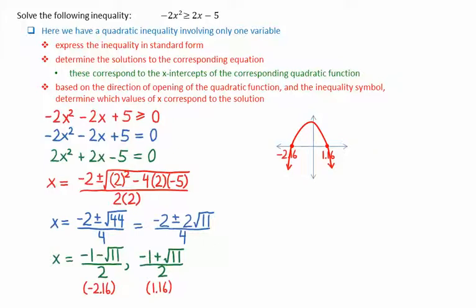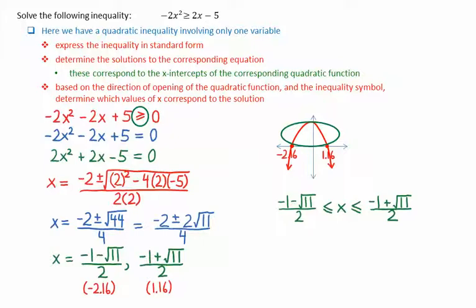We then have to look at the original inequality. Note here we're looking at where the function is greater than or equal to 0. This corresponds to y values above the x-axis. We can then say that between -2.16 and 1.16 are the x values corresponding to the solution.